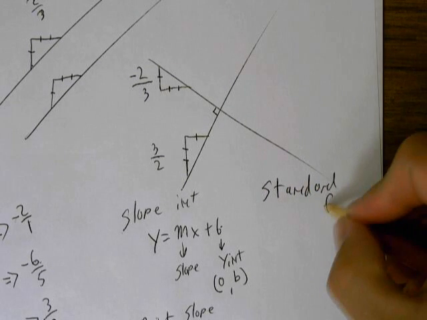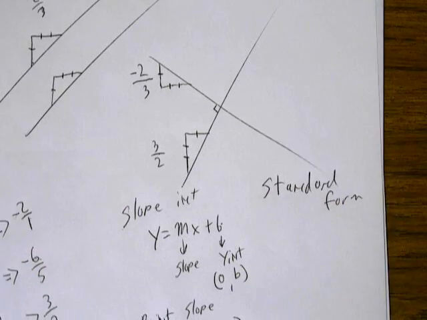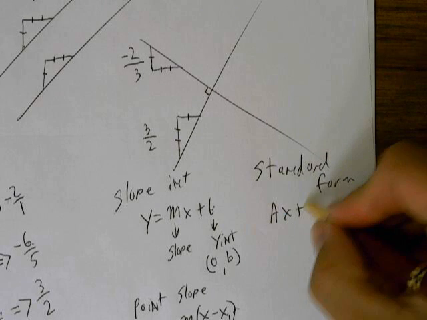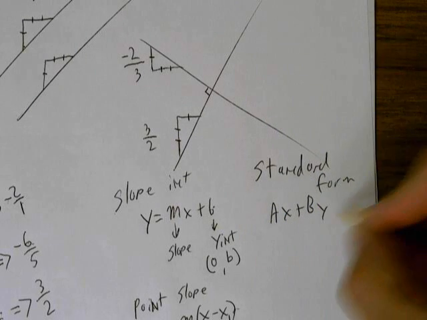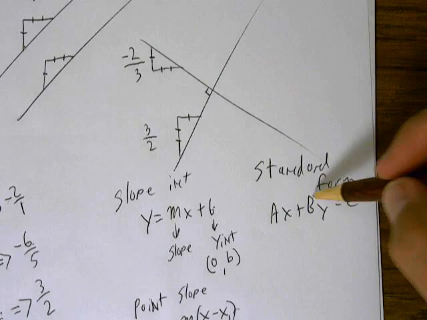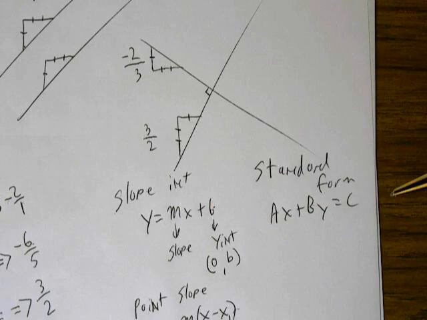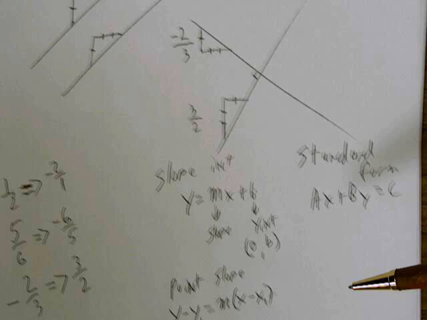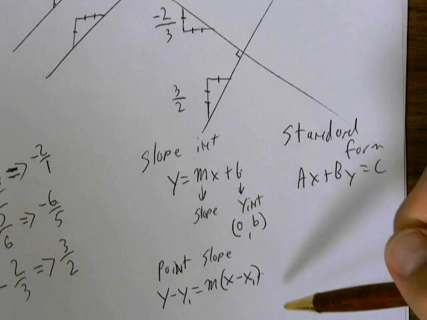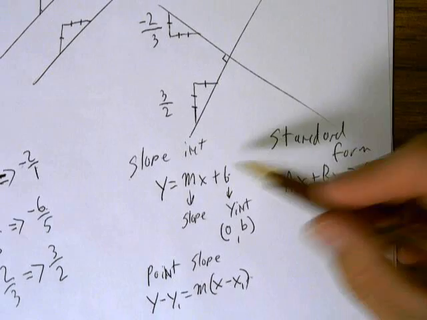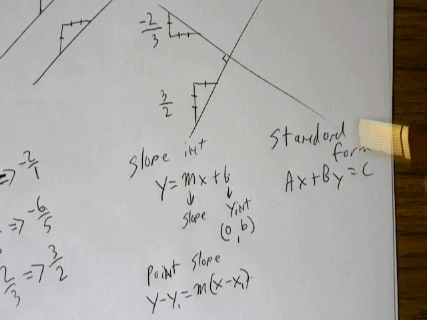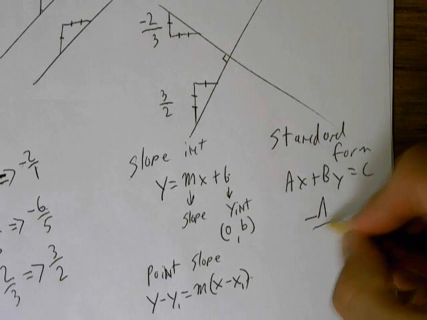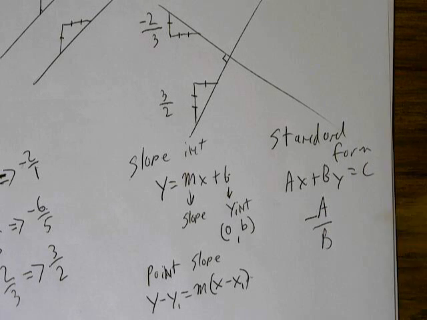Standard form, F-O-R-M, make sure I'm on your screen, I am. And that is AX plus BY equals C. And notice I put a different B in here because it is a different B. Like here and here, that is the same M, so it should have the same M, right? But this is a different B than that one, so I want to make sure that it's different. In this one here, the slope is the opposite of A over B.